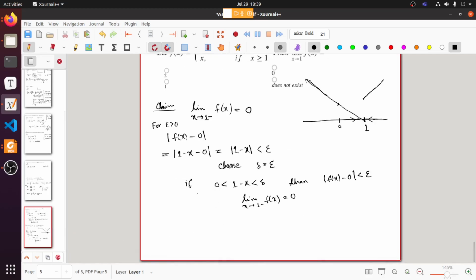Now I have to prove the limit from the right. Claim that the limit as x tends to 1 plus of f of x will be 1. That you have to prove.